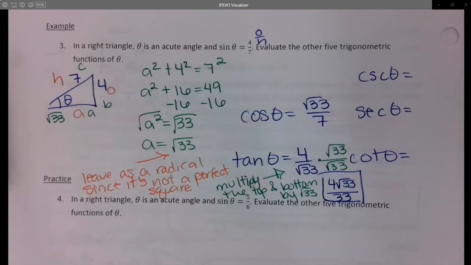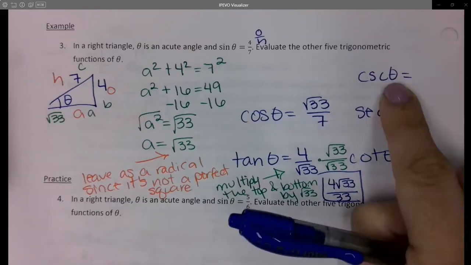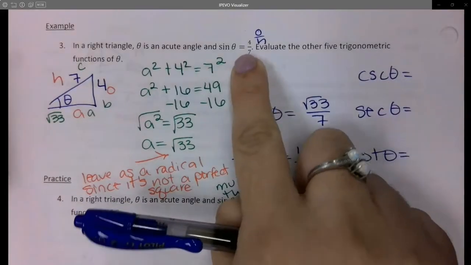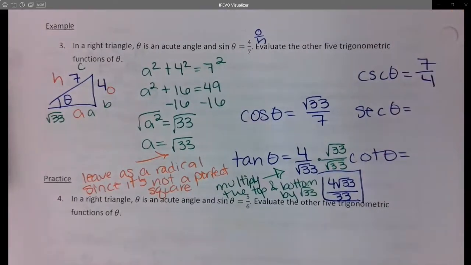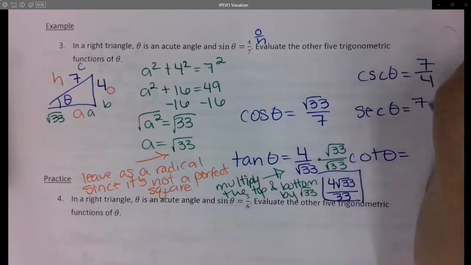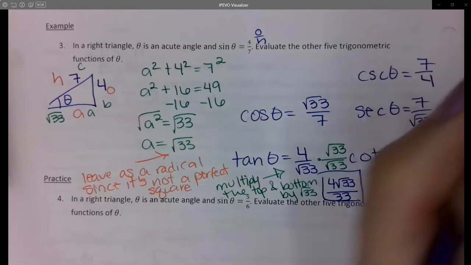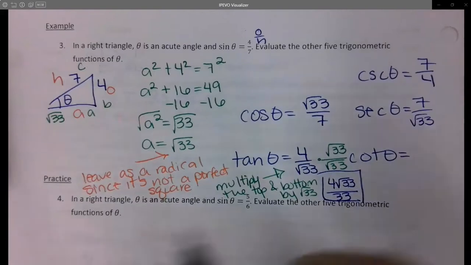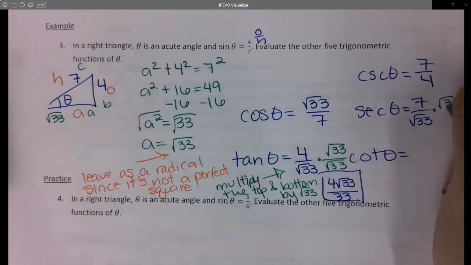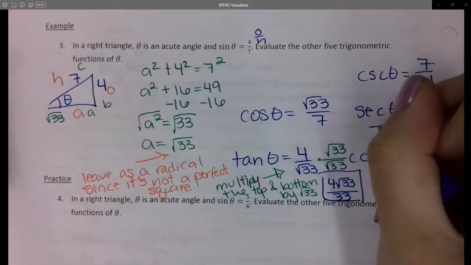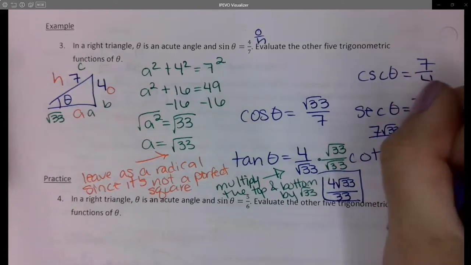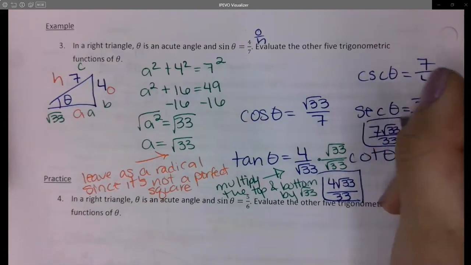Then I just need to find my reciprocal function. Cosecant flips the sine function, so it's going to be 7 over 4. Secant flips cosine, so it's going to be 7 over the square root of 33. Again, I don't want that radical on the bottom, so I'm going to multiply by the square root of 33 over the square root of 33. This will just give me 7 square root of 33 over 33.